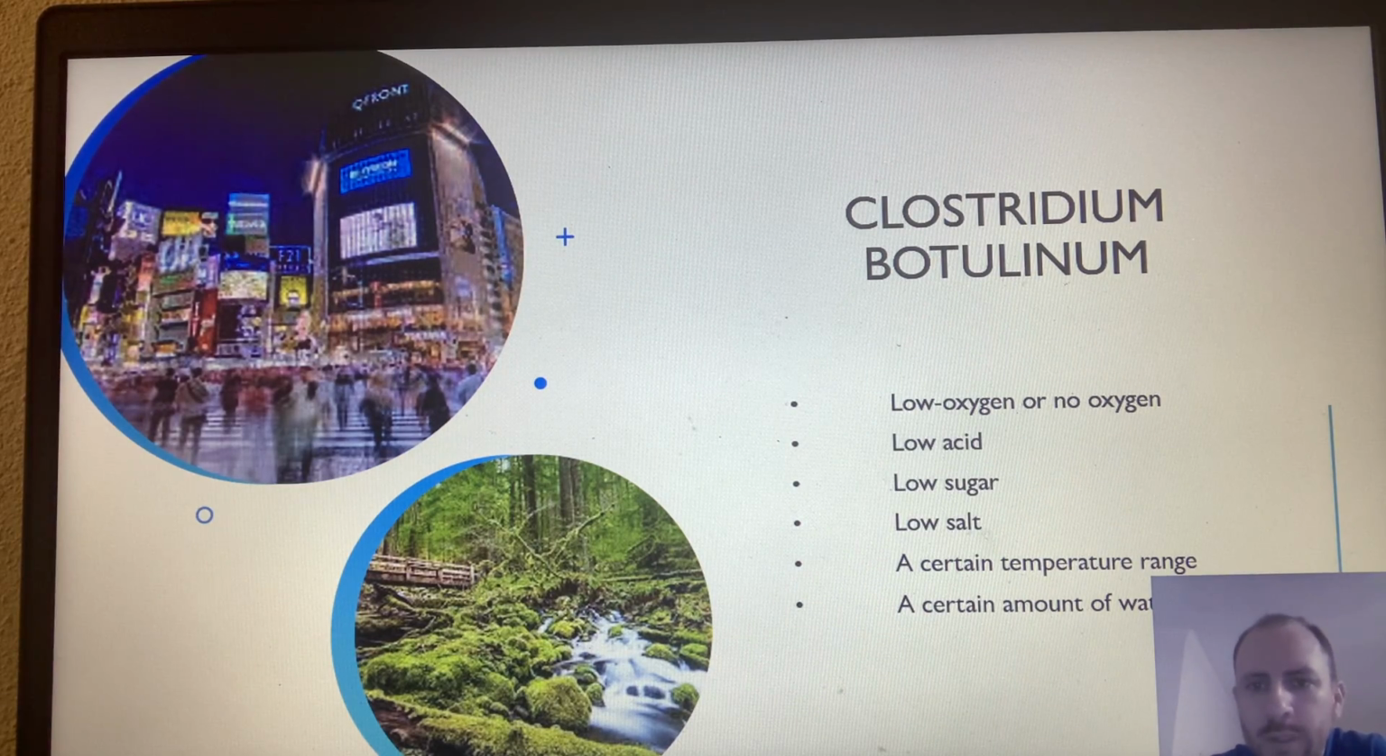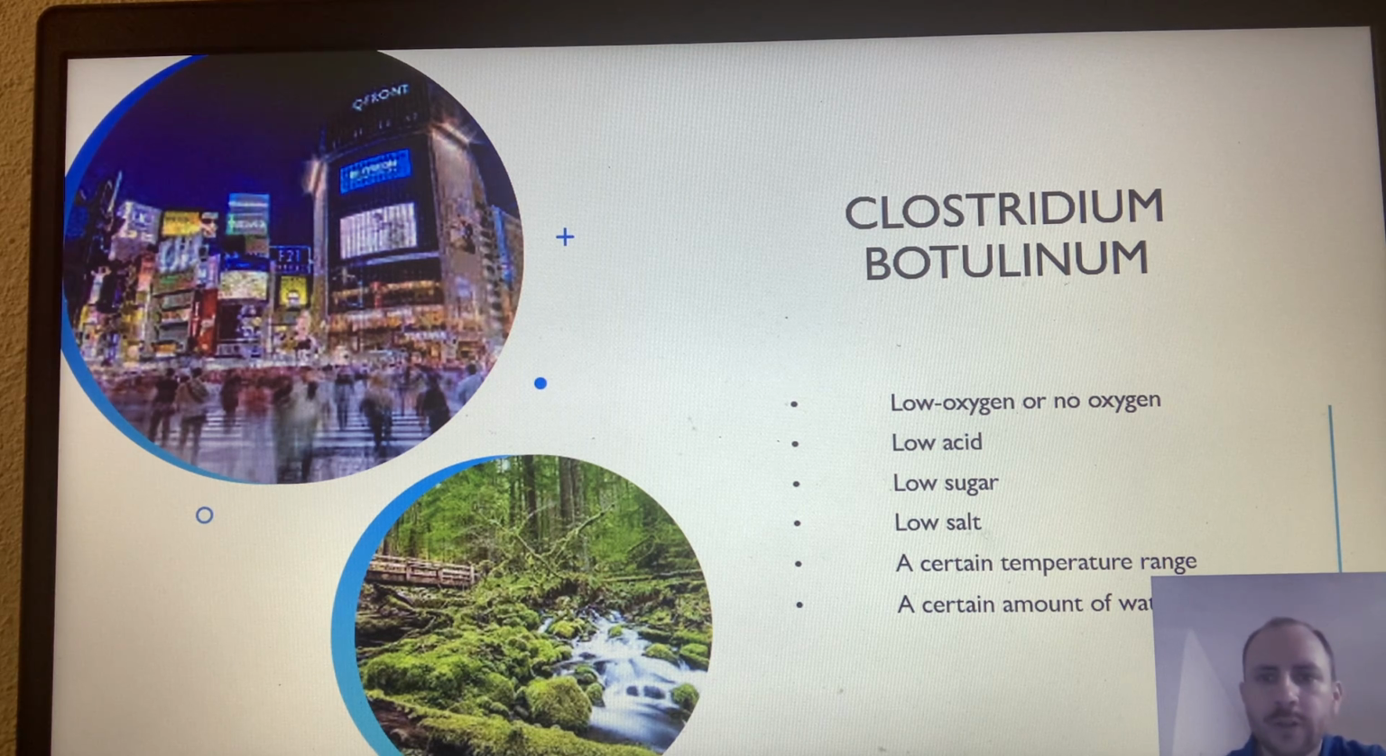So Clostridium botulinum is a bacteria designed to survive most environments. It does this by utilizing its spores as a protective barrier to endure extreme conditions, which is why you can find it from the city to the forest and wetlands, just about anywhere. You can find this bacteria.